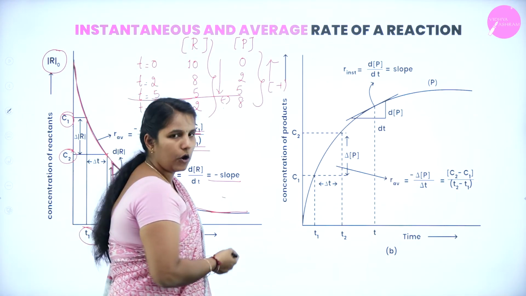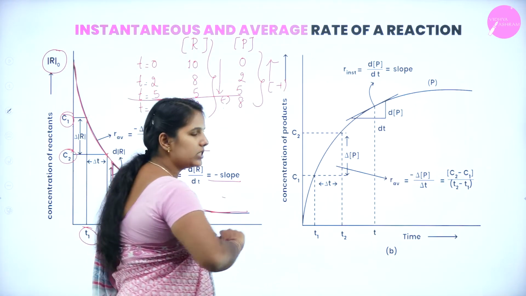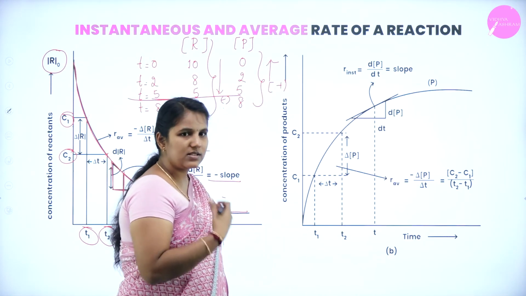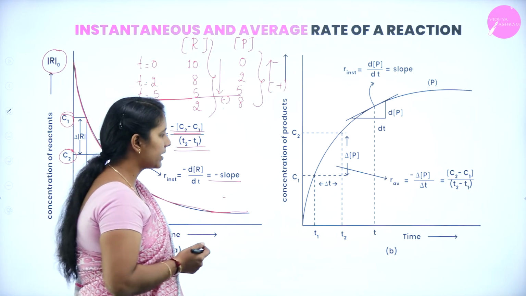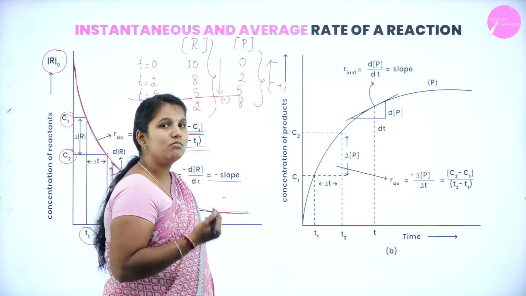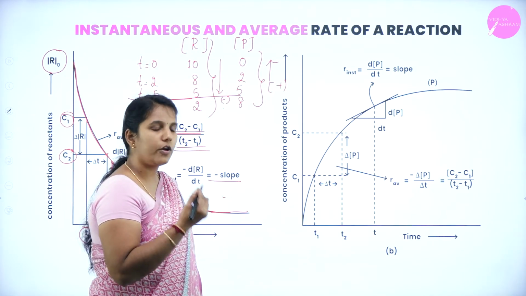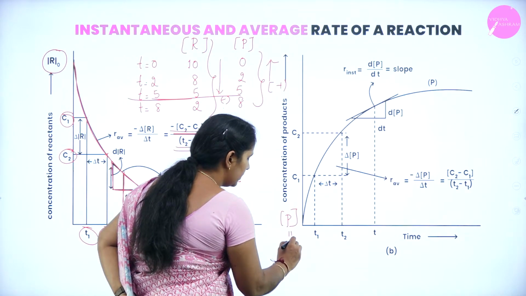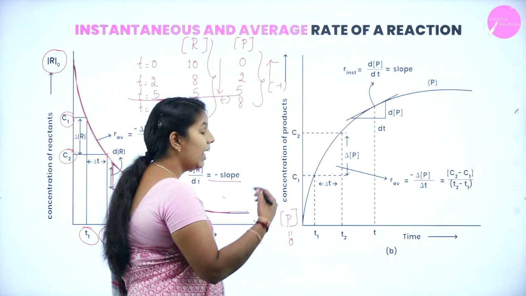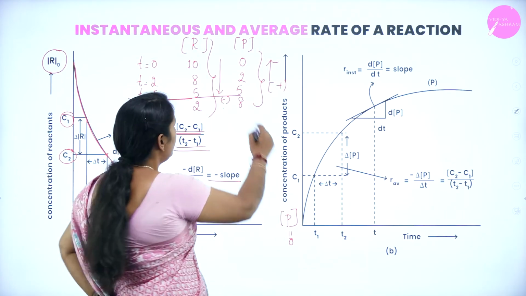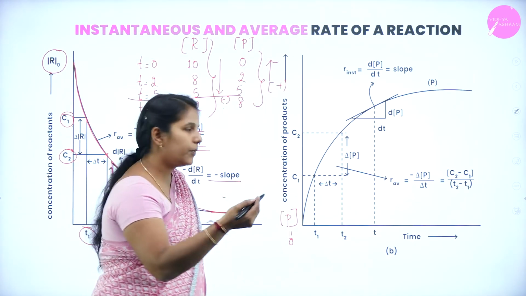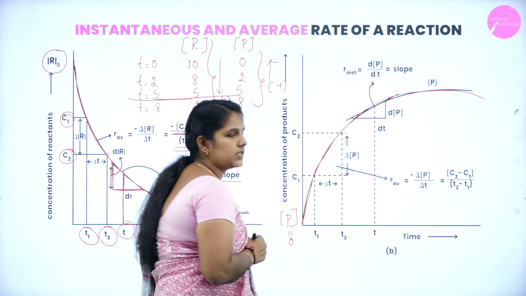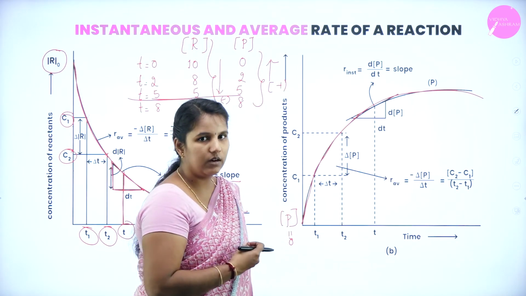Now let us see with the product. Again, I am plotting the concentration of the product versus time. So the time is on the x-axis and the concentration is on the y-axis. We all know that at time 0, the concentration of the product is 0. Is it right? Yes. As the time passes, you can see in this value, the concentration of the product will start increasing. That is why you will get the positive curve.